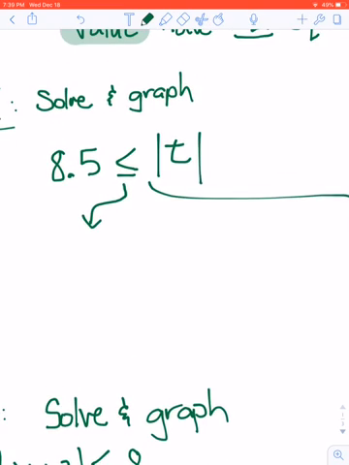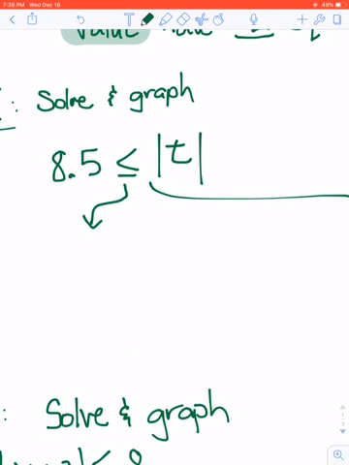First problem. Solve and graph. 8.5 is less than or equal to t. So the first problem you write down is 8.5 is less than or equal to t. This problem is now solved. Notice the t is by itself, and so we're ready to graph that.